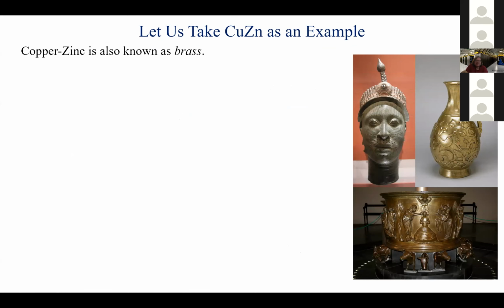Okay, now what's the usefulness? How do we use it? Let's take a simple example: copper zinc. It's an alloy, right? Copper zinc is known as brass. It's very ancient, and people have used this for thousands of years. You can see these things displayed in museums, and obviously human civilization has been using brass for a long time.